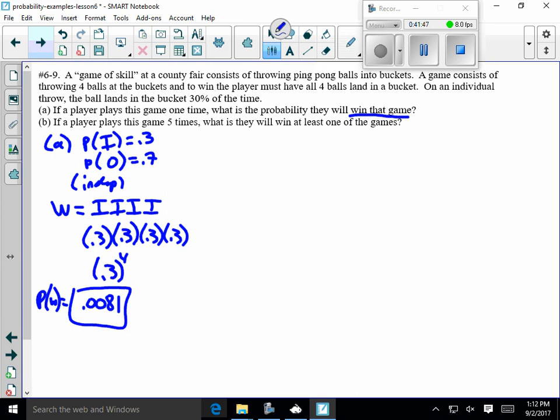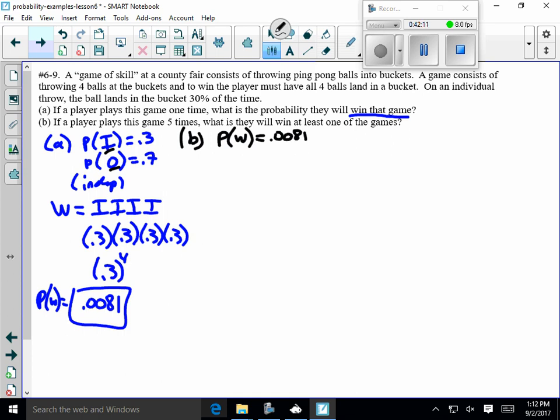Okay? So the second part of the problem, we can say, all right, now we're going to play this game 5 times. What's the probability that we will win at least one of the games? Okay, so now I'm going to switch. I'm now talking not about in and out. I'm going to talk about the probability of winning an individual game. And we just found out from the first part that that probability is 0.0081.